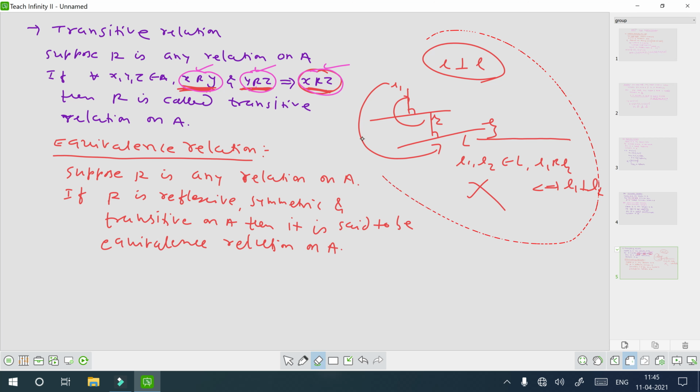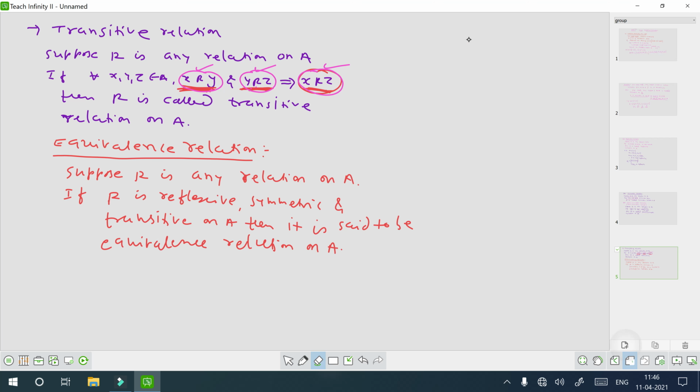Clear? Now let us see up to this set what we have done. First of all, how to find a Cartesian product of two sets, that we know. How to check the reflexive relation: R is any relation on set A, and if (x, x) belongs to R for all x belongs to A, then it is said to be a reflexive relation.